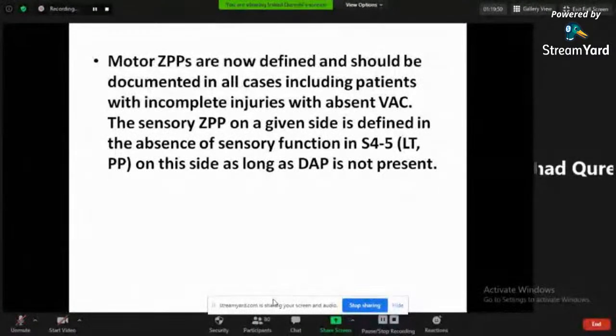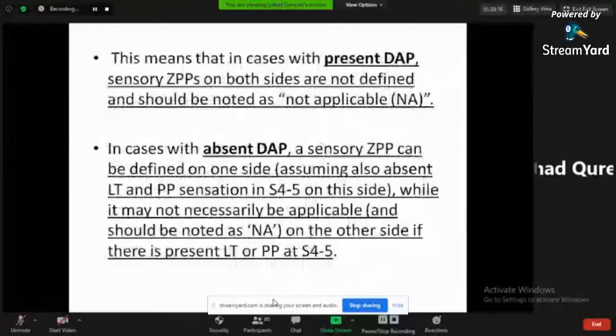The motor ZPP is now defined and should be documented in all cases, including patients with incomplete injuries with absent VAC, that is voluntary anal contraction. The sensory zone of partial preservation on a given side is defined in the absence of sensory function in S4 and S5, that is light touch and pinprick on that side, as long as deep anal pressure is not present. This means that in a patient with present deep anal pressure, sensory ZPP on both sides is not defined and should be noted as not applicable.